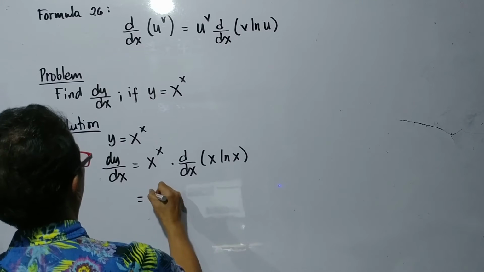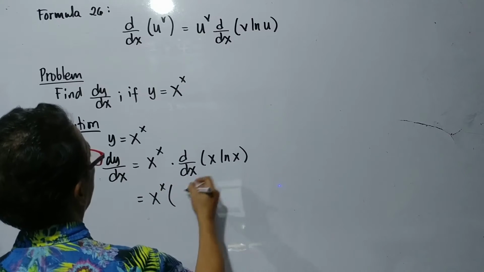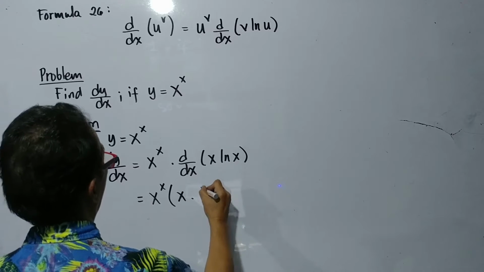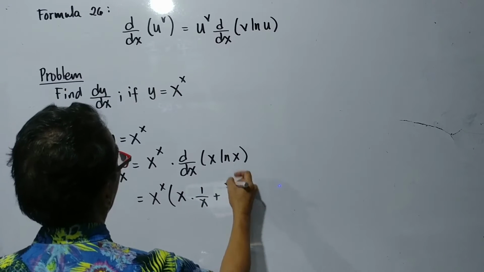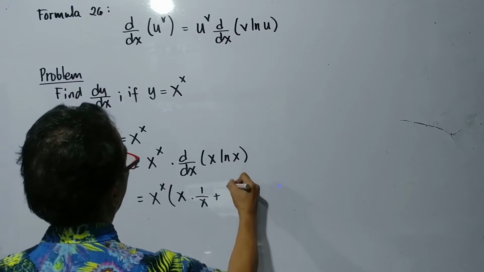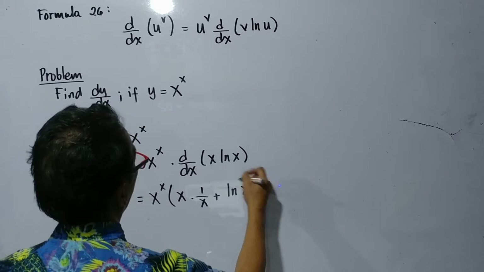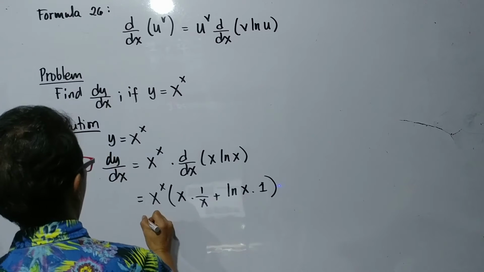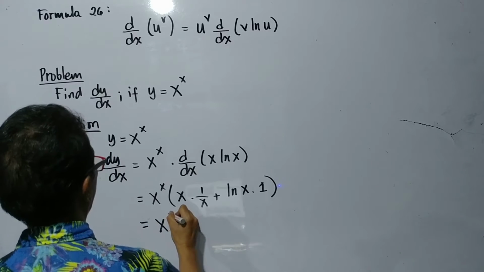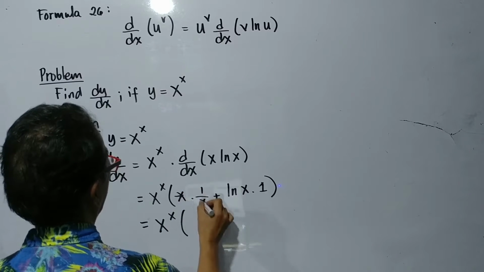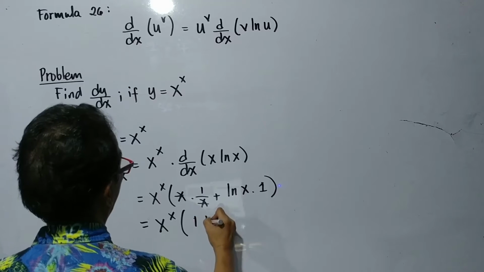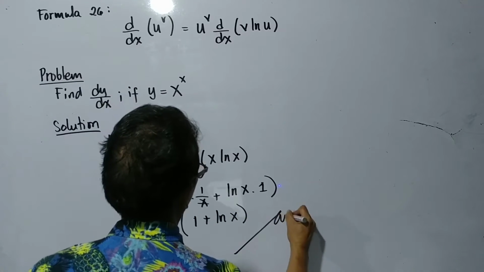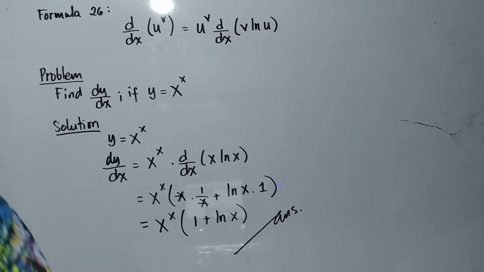So we have x to the x times, copy the first, differentiate the second, times 1 over x, plus copy the second, differentiate the first, so times 1. So we have now x to the x times, cancel out, we have 1 plus ln of x. And that is your answer.